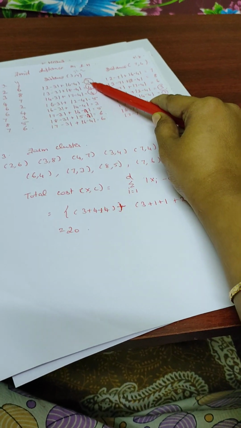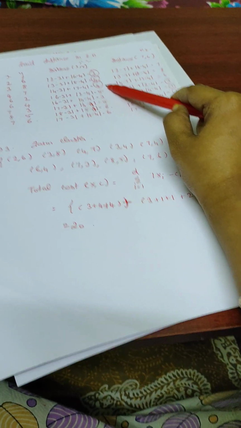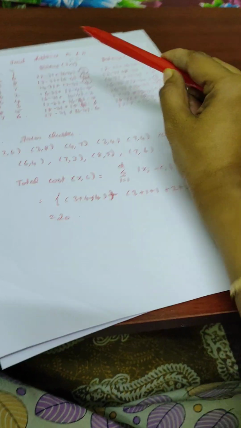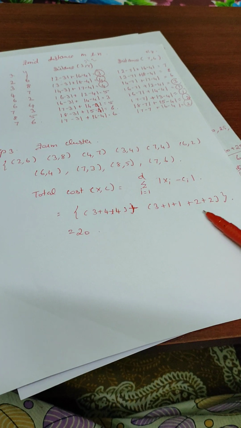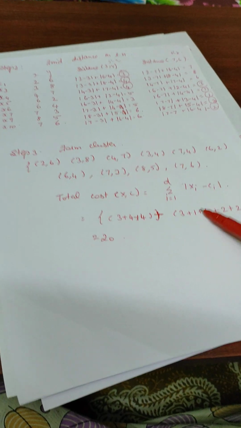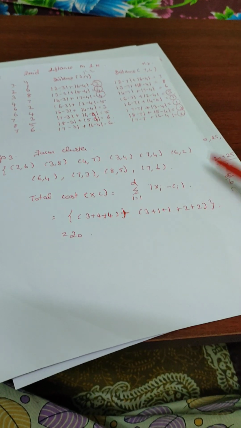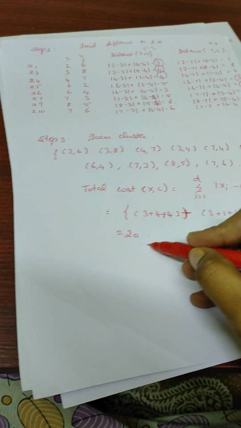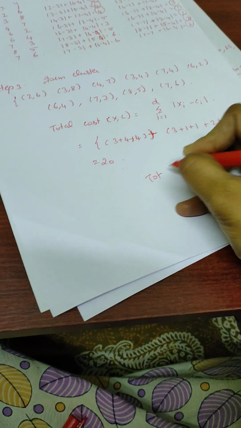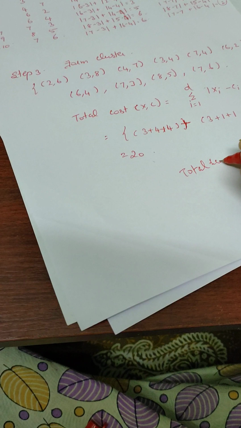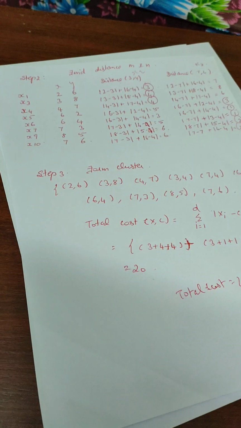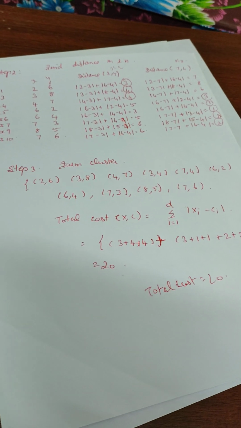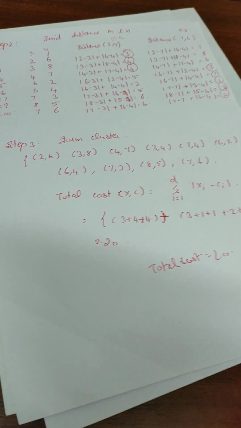In the first, for 3 comma 4, what is my minimum cost? 3, 4, plus 4. Similarly in the other, what is my minimum cost? 3, 1, 1, 2, 2. If you add that, what will I get? I'll get the total cost equal to 20. This is the way you have to compute k-medoid based upon the total cost and find the minimum distance. Okay, thank you.